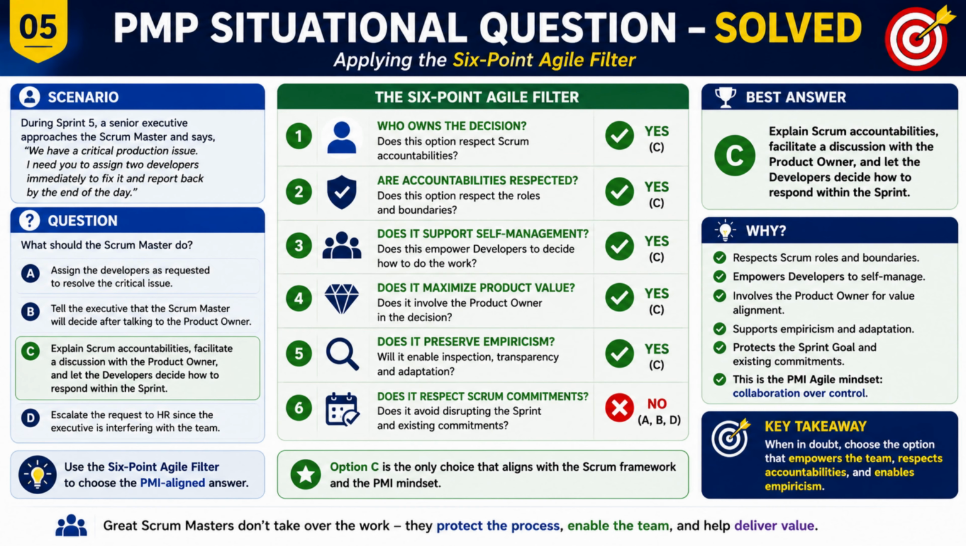At first glance, several answers sound reasonable. But instead of reacting emotionally, let's apply our 6-point agile filter. First, who owns this decision? The Scrum Master does not assign work. Developers are self-managing, so any option asking the Scrum Master to direct individual developers immediately violates Scrum Accountabilities.